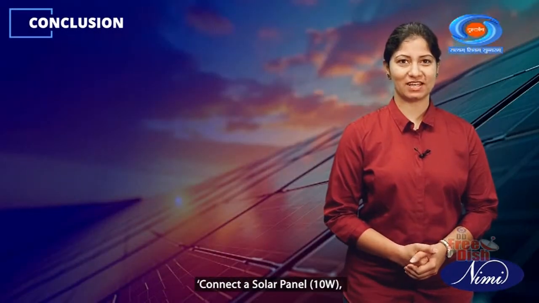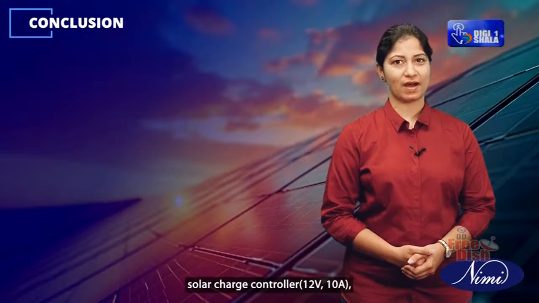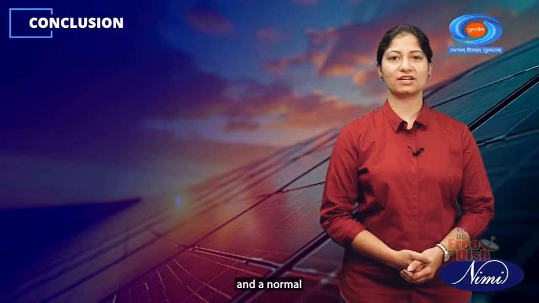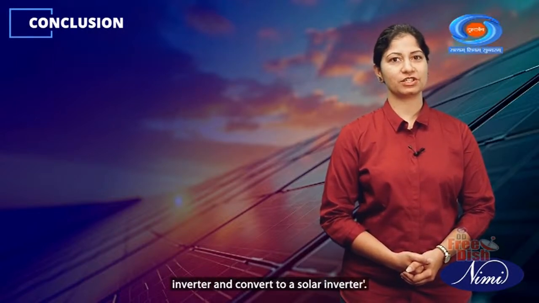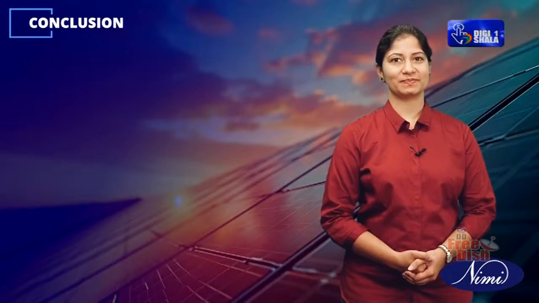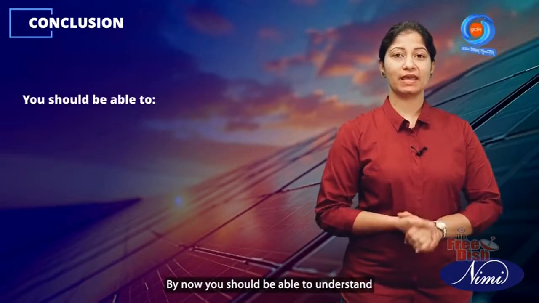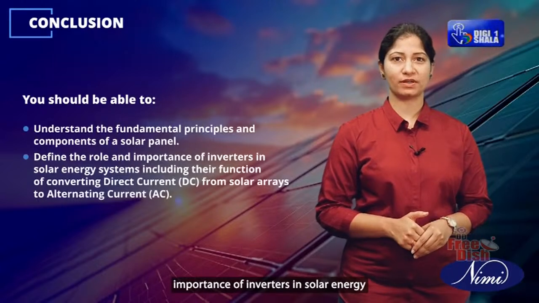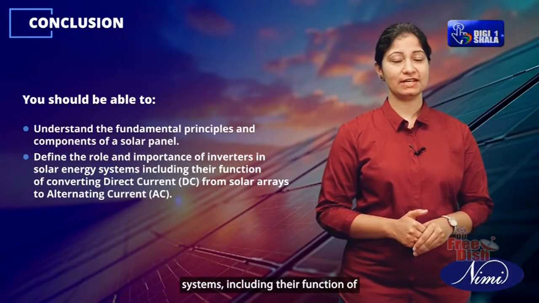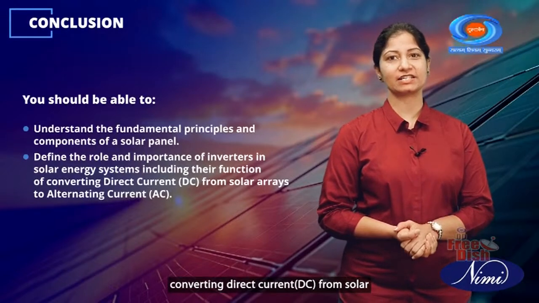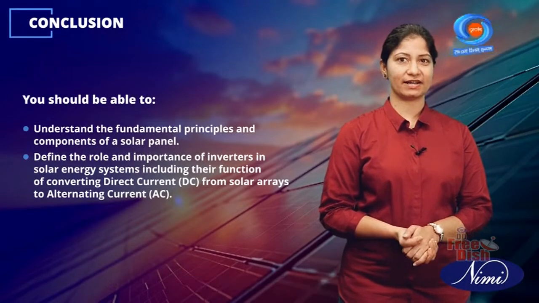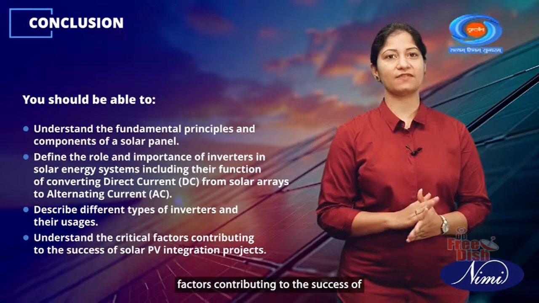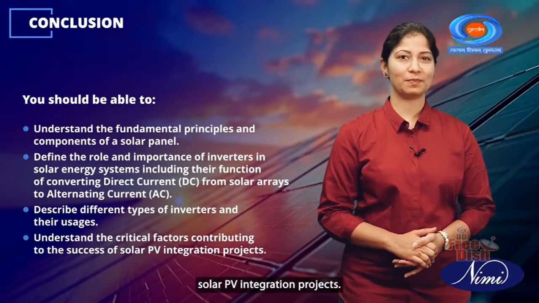We have reached the end of this session on connecting a solar panel 10 watts, solar charge controller 12 volts 10 ampere, solar battery 12 volts 100 ampere hours and a normal inverter and converting it to a solar inverter. By now, you should be able to understand the fundamental principles and components of a solar panel, define the role and importance of inverters in solar energy systems, including their function of converting direct current DC from solar arrays to alternating current AC, describe different types of inverters and their usages, and understand the critical factors contributing to the success of solar PV integration projects.